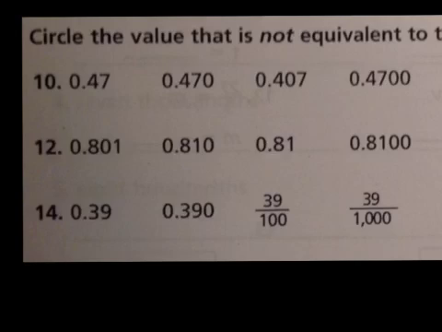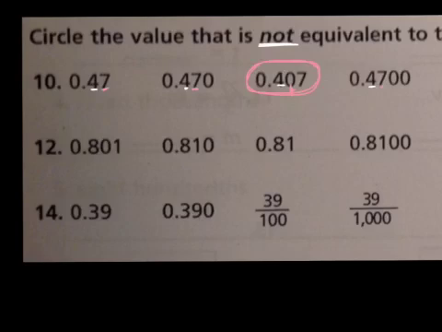For the next section, it's asking you to circle the value that's not equivalent to the other values. So it's kind of like the old Sesame Street, which of these doesn't belong. So in number 10, this has a 4 in the tenths place, this has a 4, this has a 4, this has a 4. Okay, so they all have 4 tenths. This has a 7 in the hundredths place, this has a 7 in the hundredths place. Ooh, this has a 0 in the hundredths place. That has a 7 in the hundredths place. So this one is not equivalent.